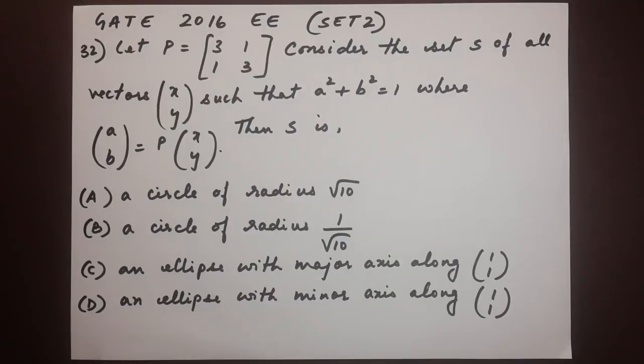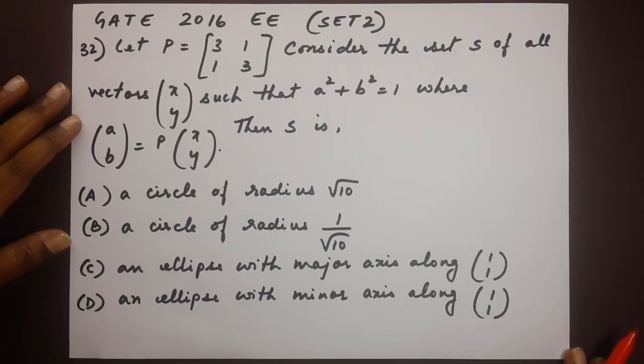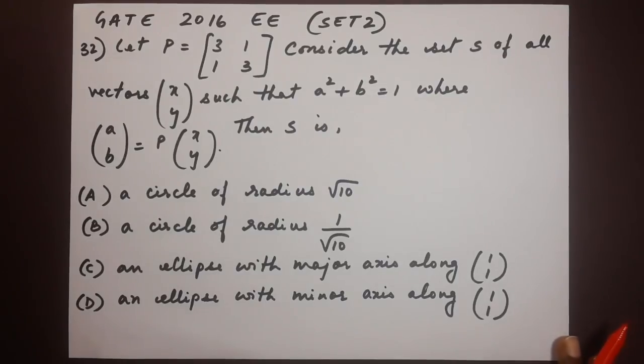Okay, so here's the next question, number 32. Let P equal [[3, 1], [1, 3]], which is a 2 by 2 matrix. Consider the set S of all vectors (x, y) such that a squared plus b squared is equal to 1, where (a, b) equals P into (x, y). Then S is: our four options are a circle of radius root 10, a circle of radius 1 by root 10, an ellipse with a major axis along (1, 1), and an ellipse with a minor axis along (1, 1).